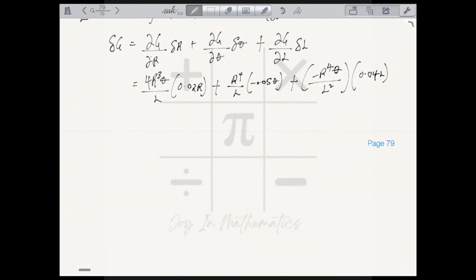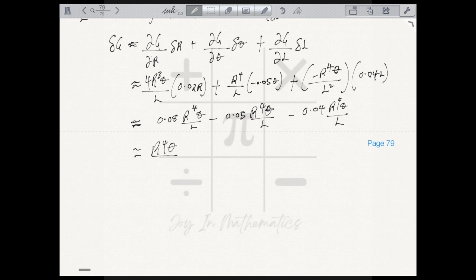So when we simplify further, this gives us 0.08 R raised to power 4 theta over L, minus 0.05 R raised to power 4 theta over L, and this should give us minus 0.04 R raised to power 4 theta over L. And the small change is approximately R raised to power 4 theta divided by L of 0.08 minus 0.05 minus 0.04.